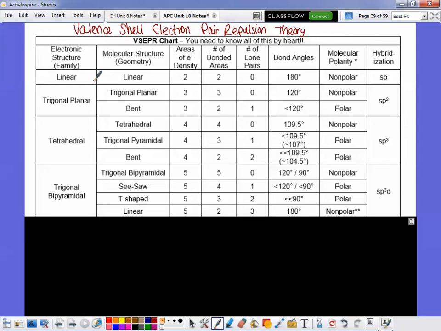We have 4 different geometries here. Trigonal bipyramidal, seesaw, I know it's a funny name, T-shaped, and linear. And each of these we're just adding a lone pair and changing one of the bonded areas to a lone pair.